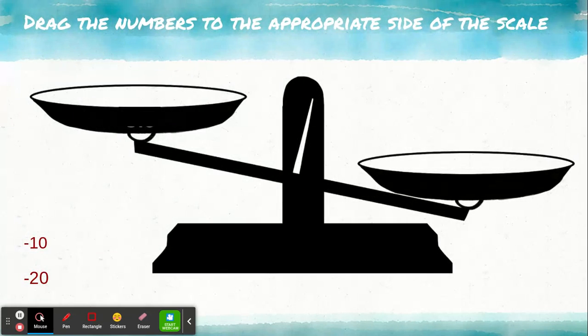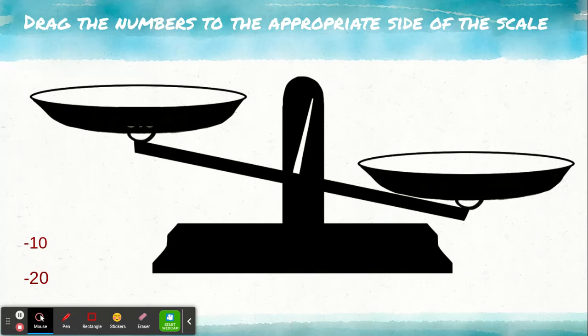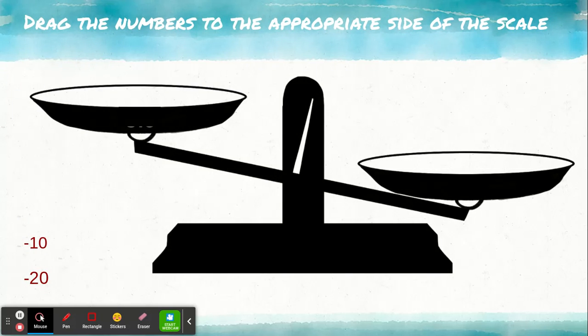Then another slide asked them to multiply the numbers by -1 to make it -10 and -20. And then they had to drag the numbers to the appropriate side of the scale. What I did here was I also flipped the scale. So this time, -10 would be on the side that weighed the most, which still kind of looks like the numbers are in the same place here. It's just that the scale has flipped.